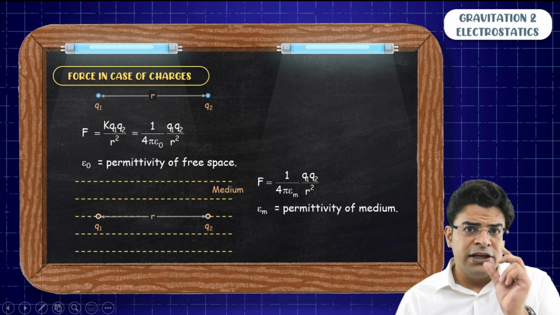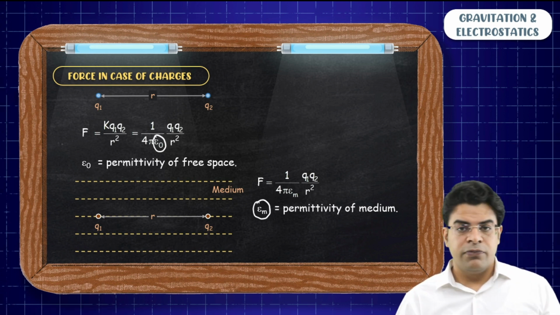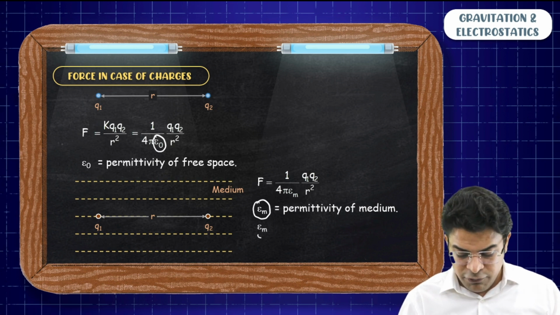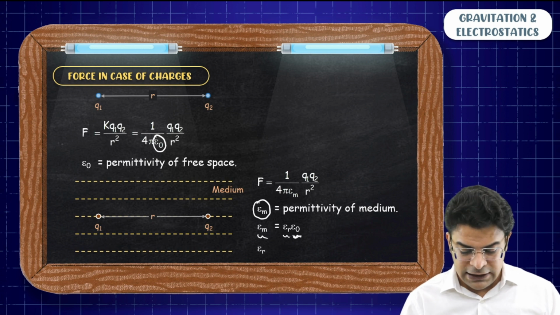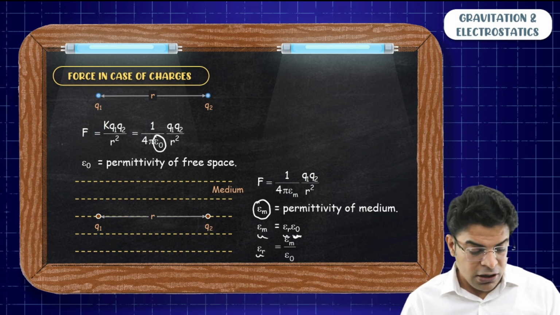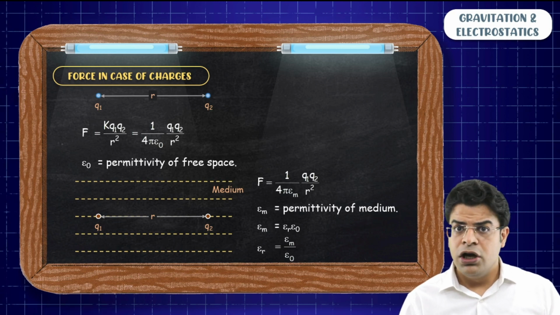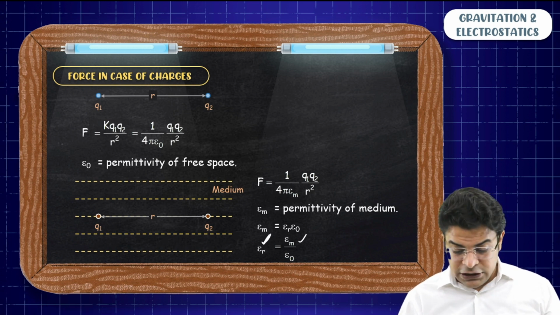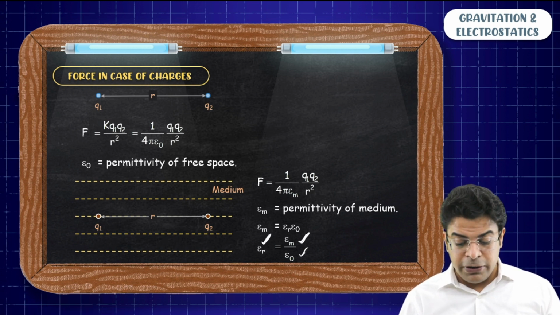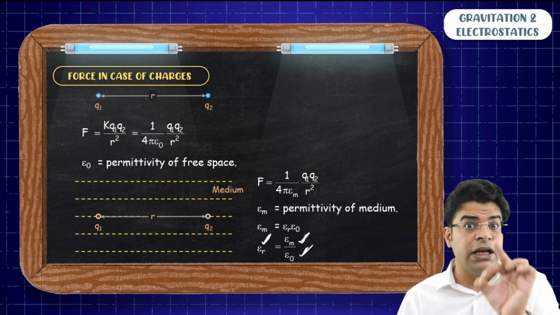What is the relationship between the permittivity of the medium and the permittivity of free space? We say that the permittivity of the medium can be written as the relative permittivity into the permittivity of free space, or one can say that the relative permittivity is nothing but the permittivity of the medium upon the permittivity of vacuum. Do notice that relative permittivity is the ratio of the permittivity of the medium to the permittivity of free space. Relative permittivity is a dimensionless quantity.